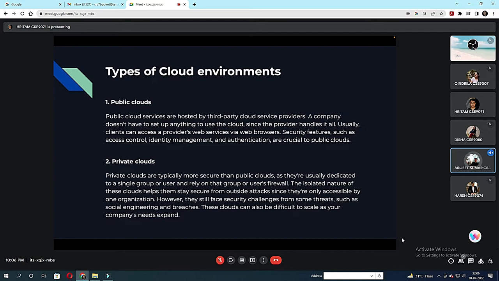The second one is the private cloud environment. They are typically more secure than public clouds, as they are usually dedicated to a single group or user, and they rely on that group or user's firewall. The isolated nature of these private clouds helps them stay secure from outside attacks, since they are only accessible by that one organization or one user. However, they can still face security challenges from some threats, because nothing is threat-free in this cyber world, such as social engineering and breaches. These clouds can also be difficult to scale as your company needs to expand. These are unscalable cloud environments.